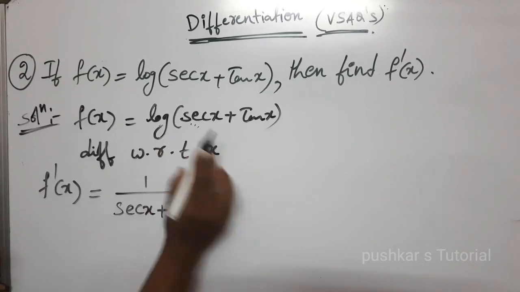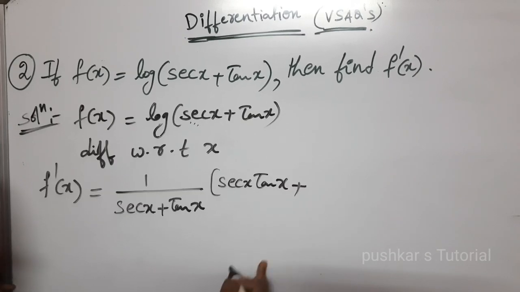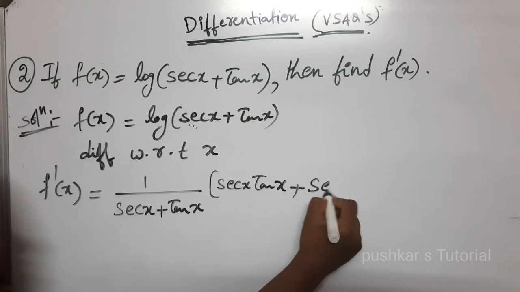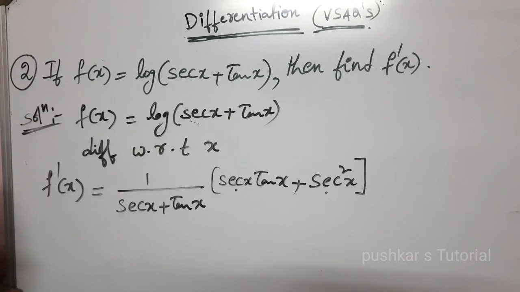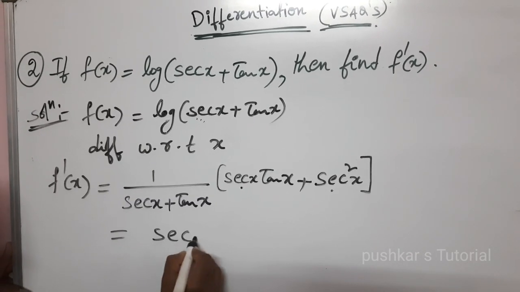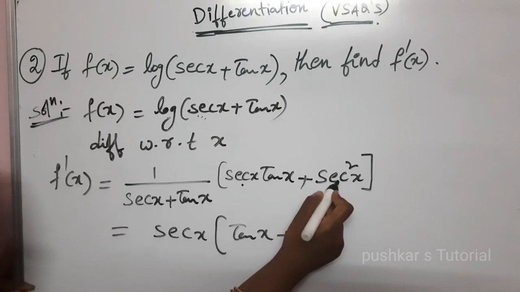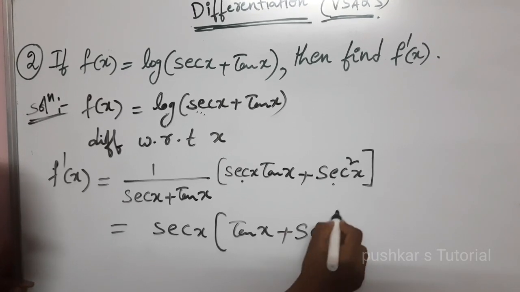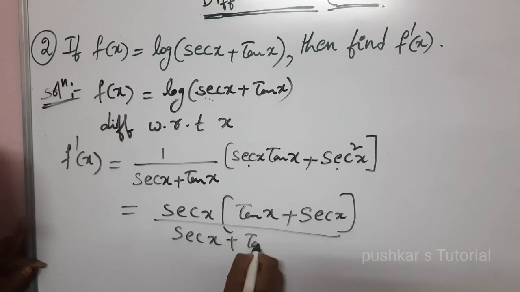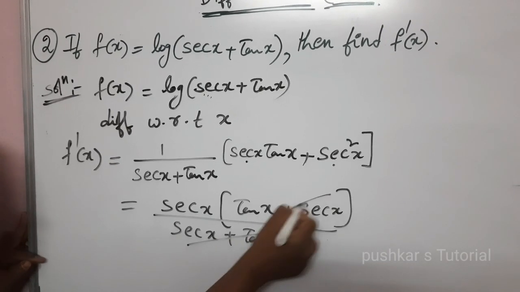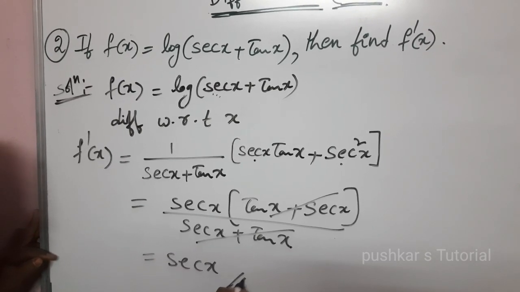The differentiation of secant x is secant x into tan x, plus the differentiation of tan x is secant square x. Now in the numerator secant x we can take common, tan x left over and one more secant x left over. Denominator is as it is. Now the numerator secant x plus tan x is cancelled. So the final answer is secant x.